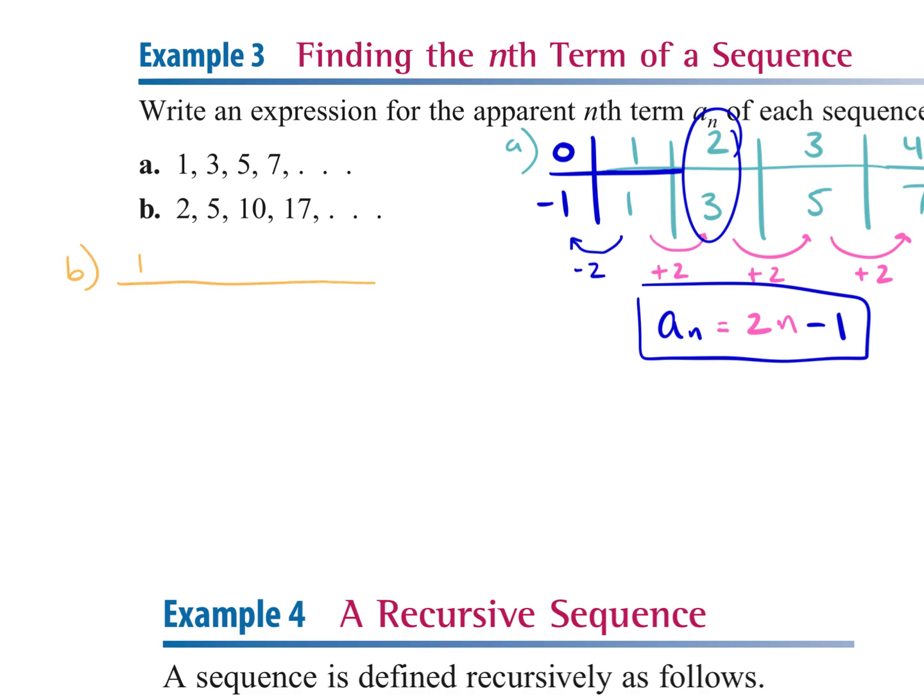So our first term is 2, our second term is 5, our third term is 10, and our fourth term is 17. Am I adding the same number to get from one term to the next here? No, we are not. Do we notice any other pattern that's happening here?